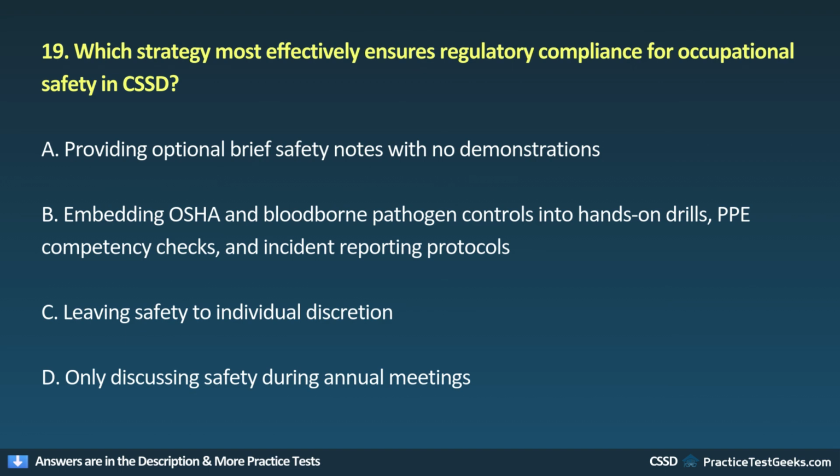19. Which strategy most effectively ensures regulatory compliance for occupational safety in CSSD? A. Providing optional brief safety notes with no demonstrations. B. Embedding OSHA and bloodborne pathogen controls into hands-on drills, PPE competency checks, and incident reporting protocols. C. Leaving safety to individual discretion. D. Only discussing safety during annual meetings.